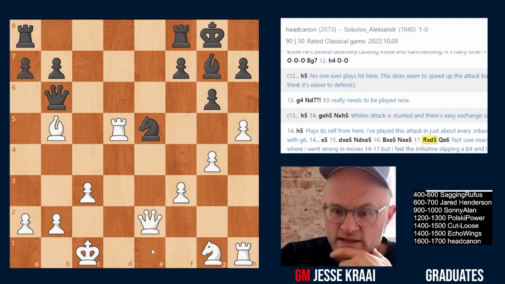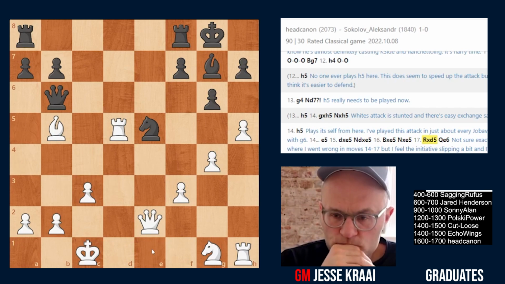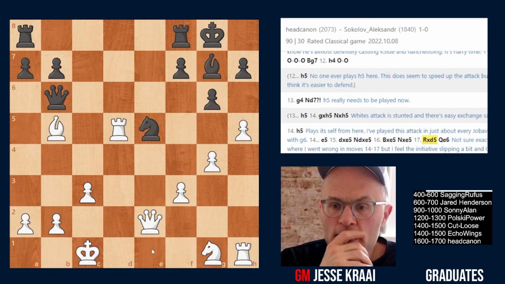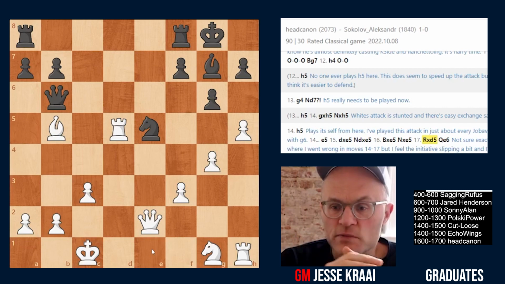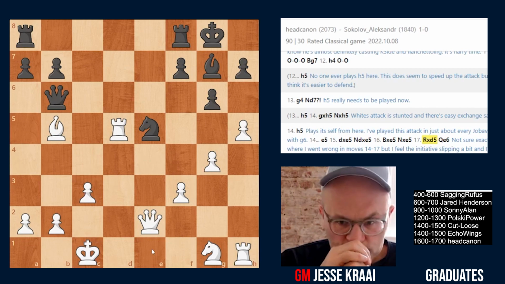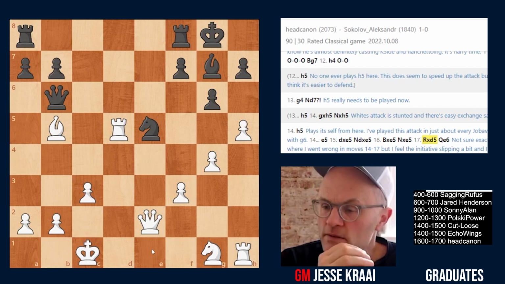Okay, so he boldly takes the pawn. Interesting position. One good news for white is that the bishop on b5 is preventing rook e8. And black plays queen e6.